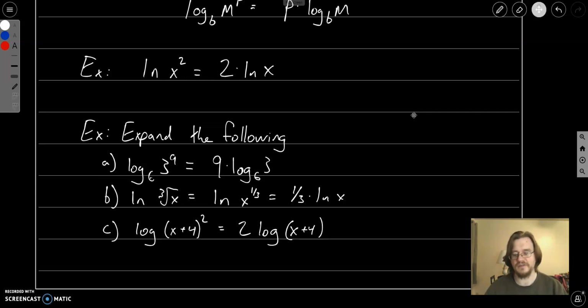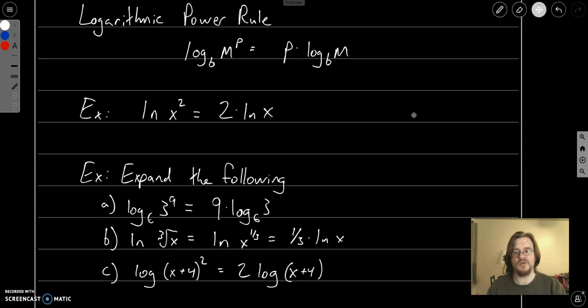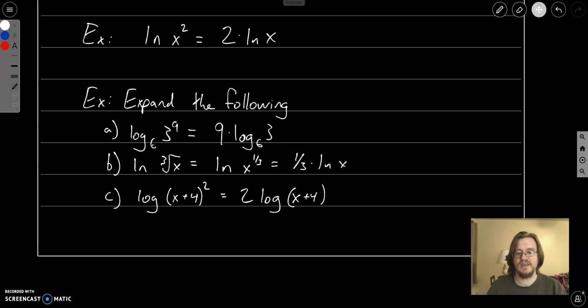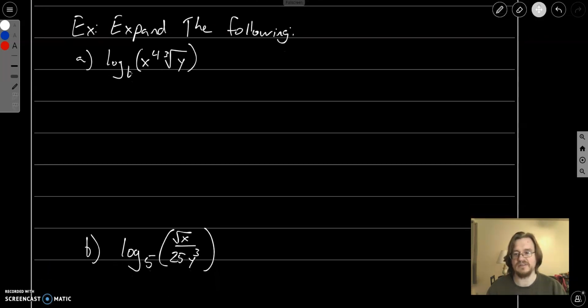So we have those 3 rules. We have the product rule, where we can turn multiplication into addition. We have the quotient rule, where we can turn division into subtraction. And we have the power rule, where we can turn exponentials into multiplication. So let's use all 3 to expand a couple of these guys.